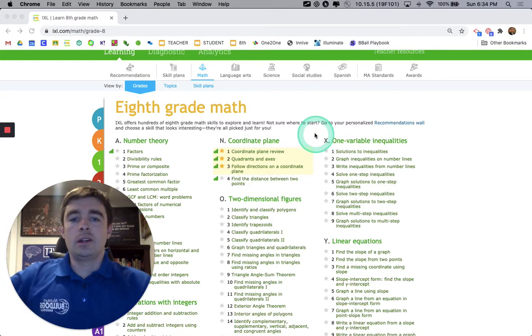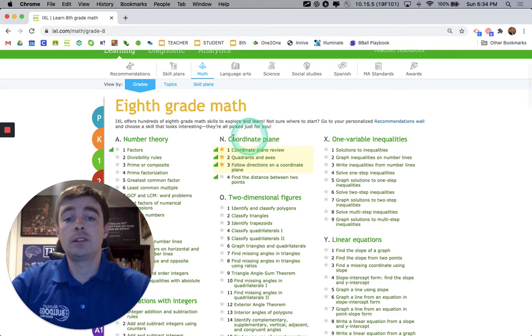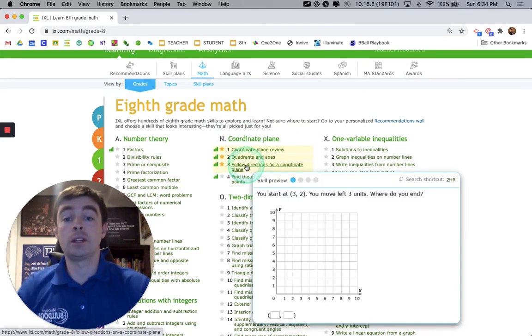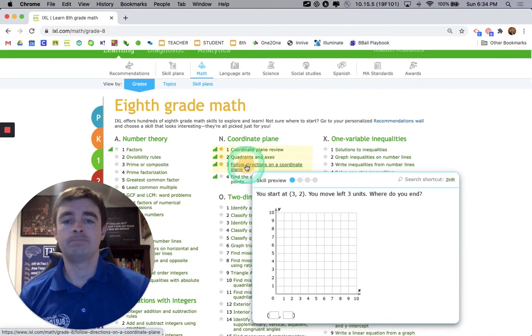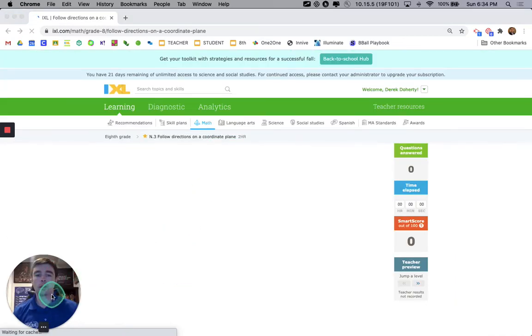Hello 8th graders. In this video lesson we'll be taking a look at IXL's assignment N3. N is about the coordinate plane and N3 is specifically about following directions on a coordinate plane. As that loads, I'm going to make this smaller and drag myself out of the way a little bit.